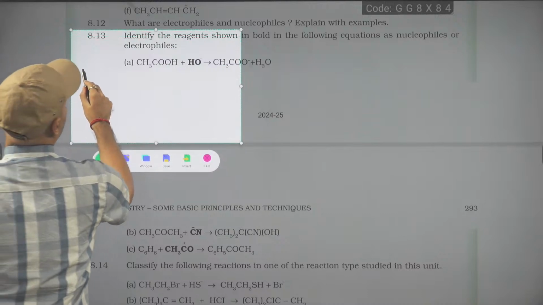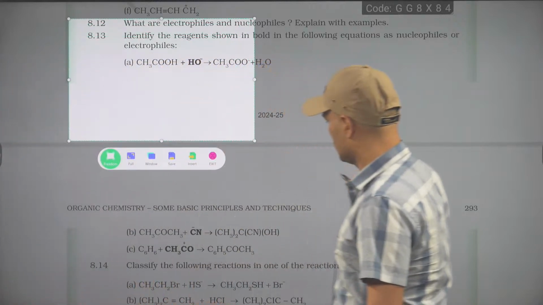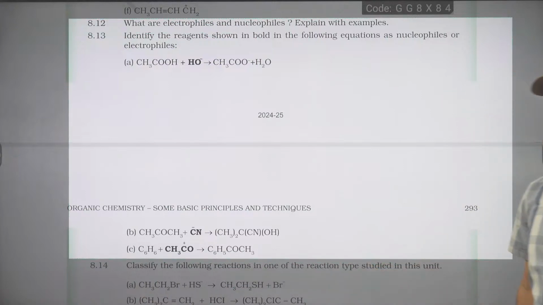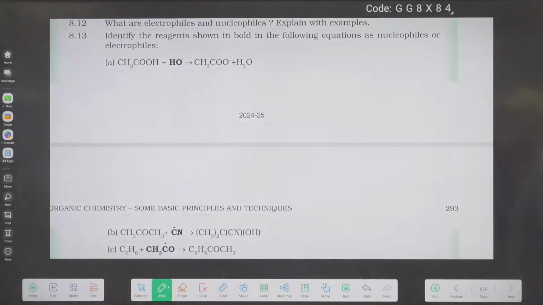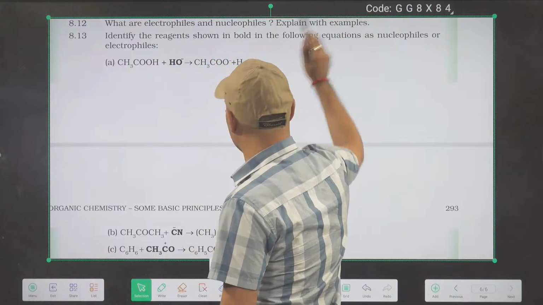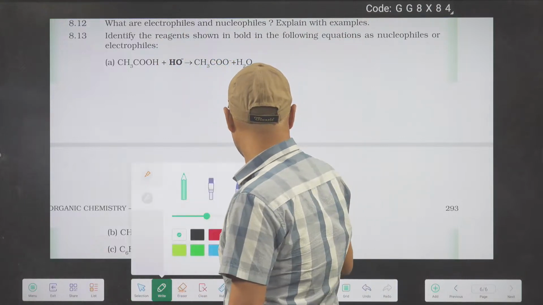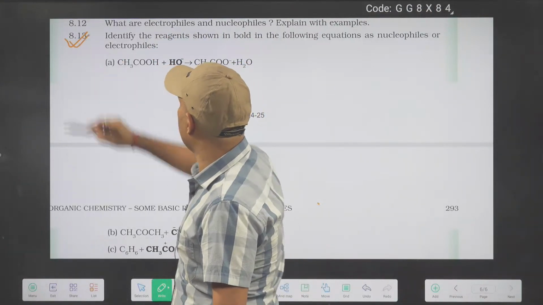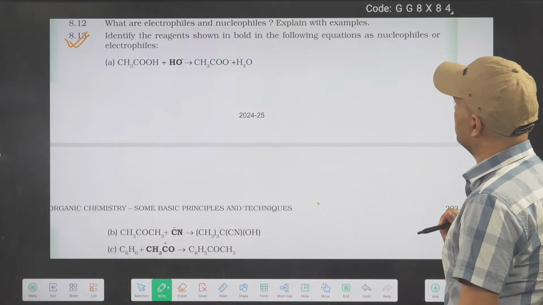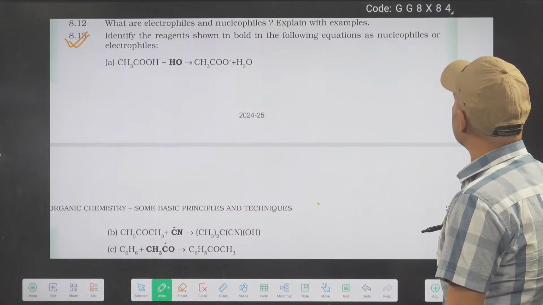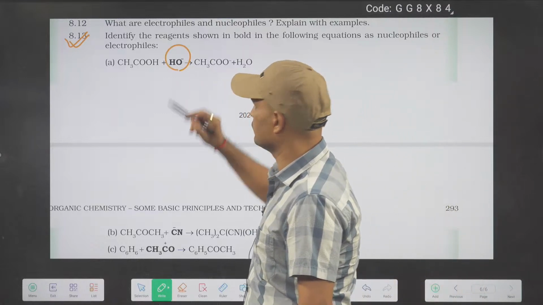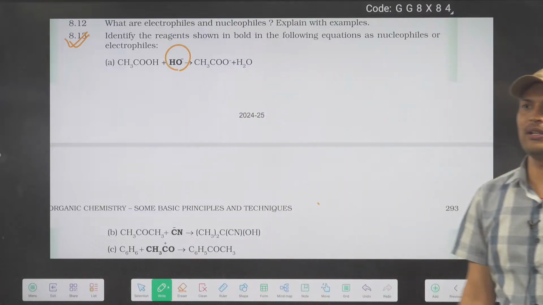So see, so many questions we have done. आ जाओ भाई. So can you see this question? 8.12. What are electrophiles and nucleophile? Explain with example. Done. Then next question is there, 8.13. Identify reagents shown in bold in the following equations as nucleophile and electrophile. So jaldi batao, what is this? This is an electrophile or nucleophile.